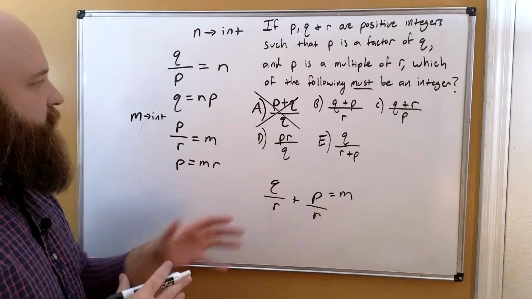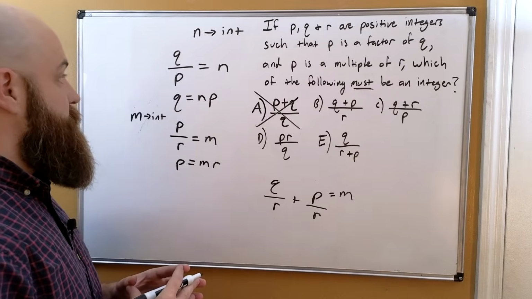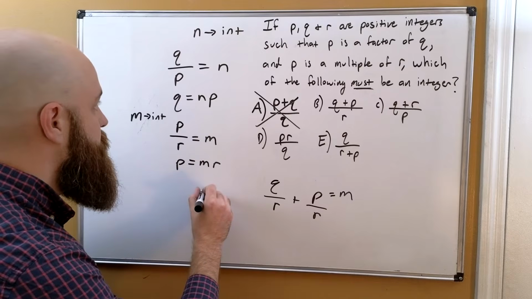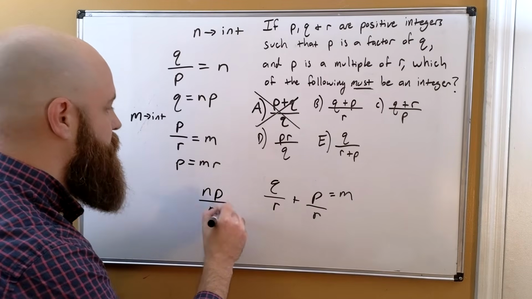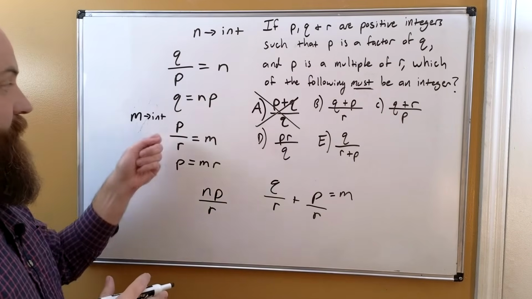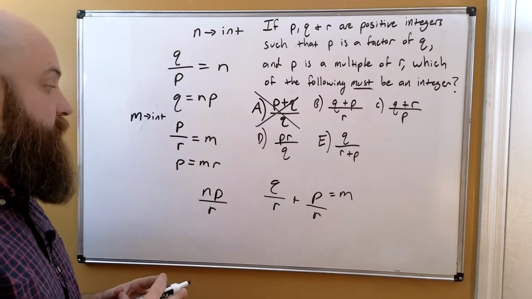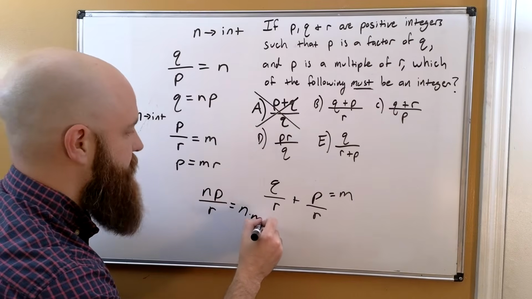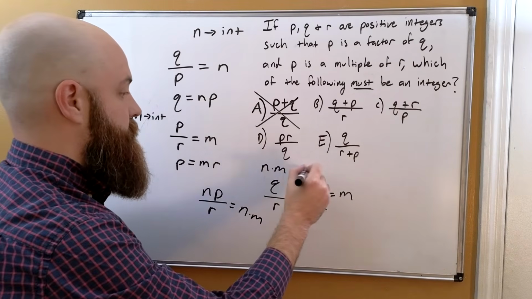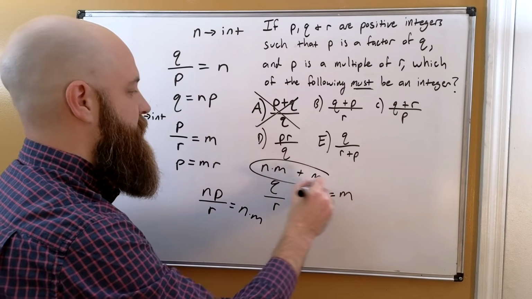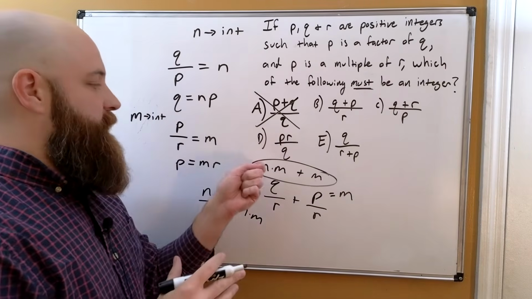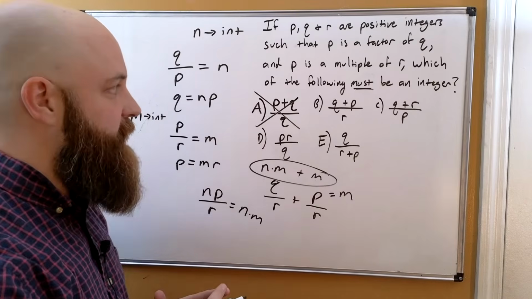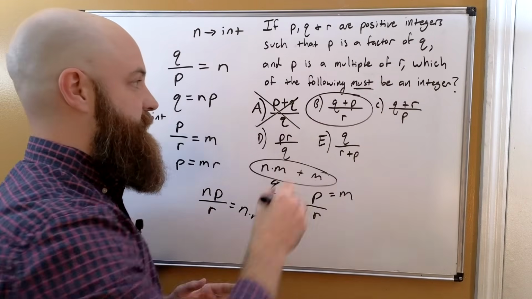Well, okay, I can't deal with this directly, but maybe I can do some substitution. Okay, because q is equal to n times p. All right, maybe I'll try that. Q over r is n times p over r. It's another way of writing this expression. Now, I also know p over r is equal to an integer m. So q over r is equal to n times m. So I have n times m plus m. And I know that n and m are integers. So an integer times an integer plus an integer has to yield an integer no matter what. That's got to be true. So the correct answer here is B.